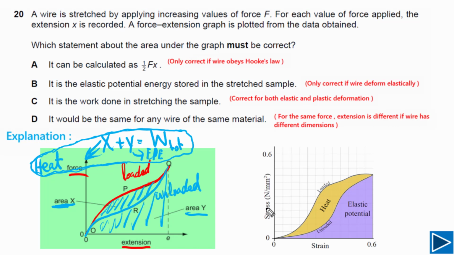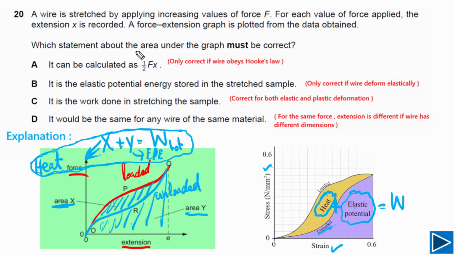You can also understand this based on a graph of stress against strain: the area under the unloaded curve is also equal to elastic tension energy, and the area between these two curves is equal to the heat. And elastic tension energy plus heat, if you add these two, will be equal to the total work done by you in stretching the wire. So that's all you need to understand about the force extension graph and stress strain graph. Now try to answer this question.